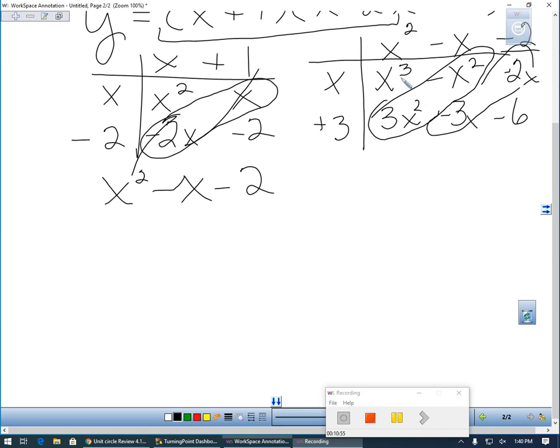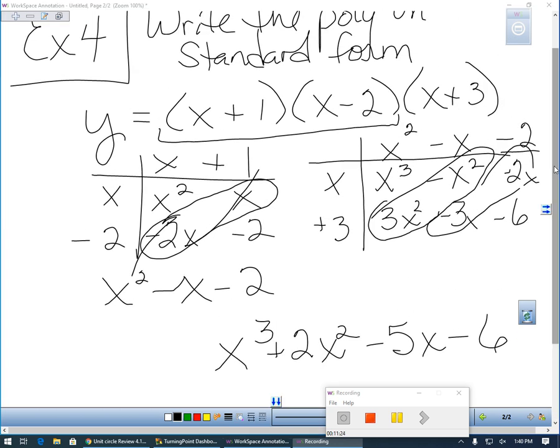So our final result is here. We have x to the third, 3x squared and negative x squared is 2x squared. Negative 3x and negative 2x is negative 5x, and minus 6. That's it. As I said, it's a lot of algebra. You know what I mean? A lot of multiplying and just writing. There's a couple that the numbers get a little bit bigger, but it's not bad. Okay.